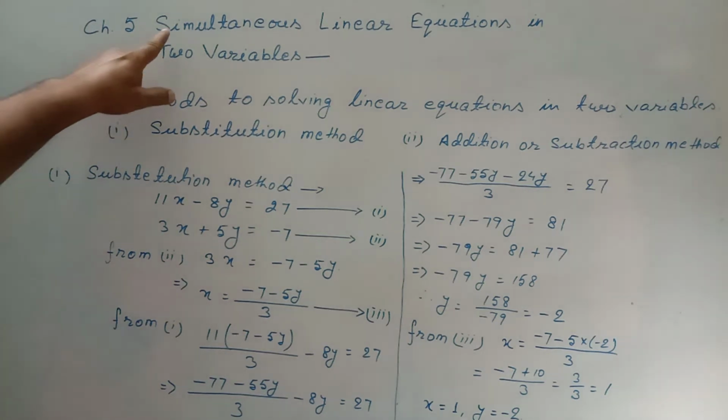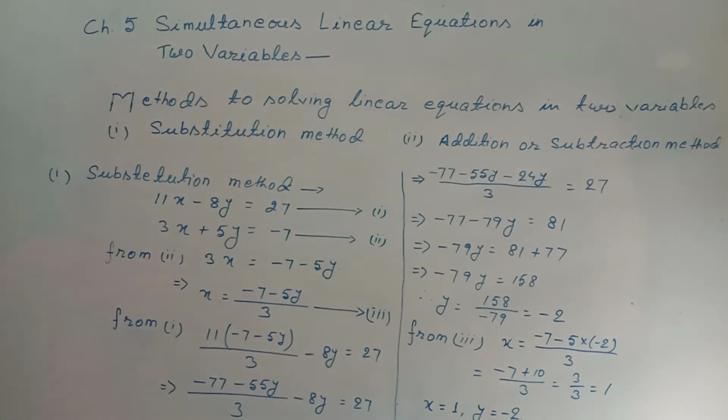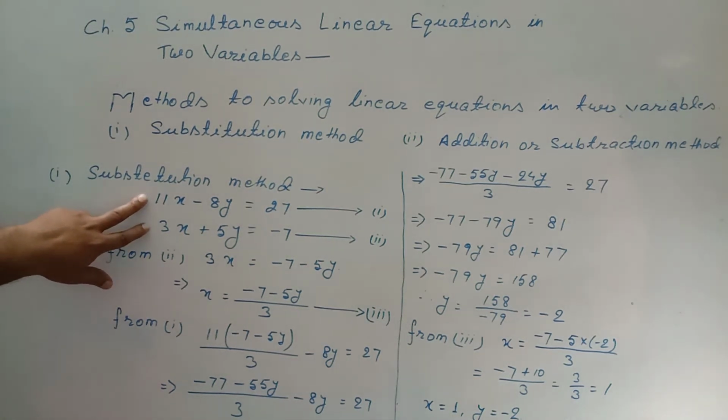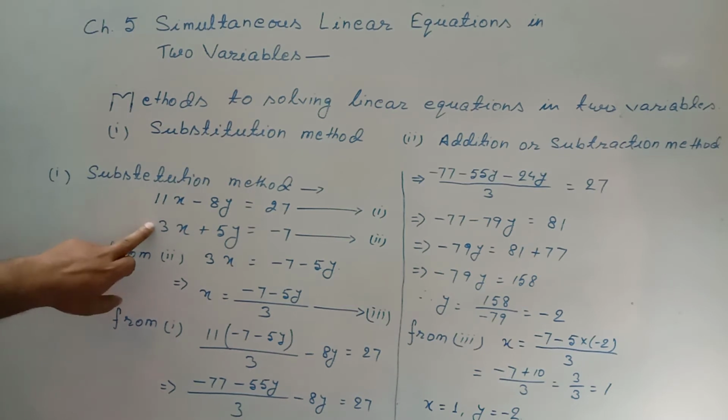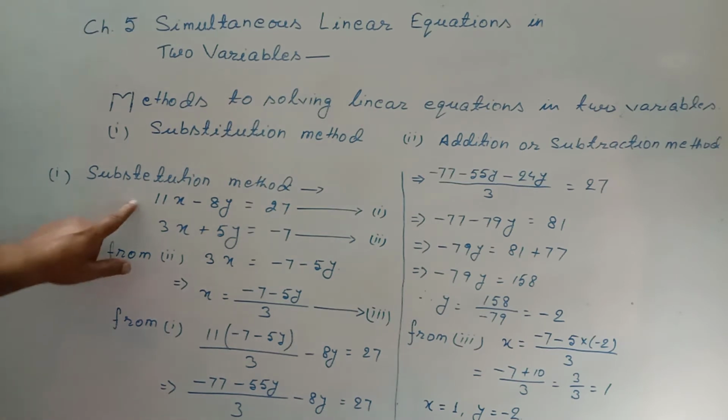One more word is added to this chapter, simultaneous. Simultaneous means there will be two linear equations and both the equations will be satisfied by the same values of x and y, that are obtained from equation number 1 or equation number 2. Since both the equations are satisfied by these two values of x and y, both equations depend on the values of x and y. Therefore, these two equations are called simultaneous. So the name of the chapter became simultaneous linear equations in two variables.